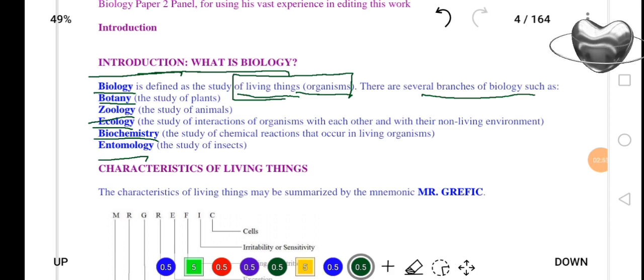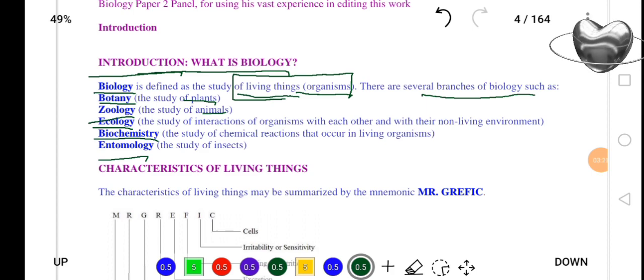When we are talking about the branch botany, we are talking about the study of plants. And we are not talking about the dead plants, we are talking about the living plants. When we are studying animals under the branch of biology known as zoology, we are studying the animals that are possessing life.